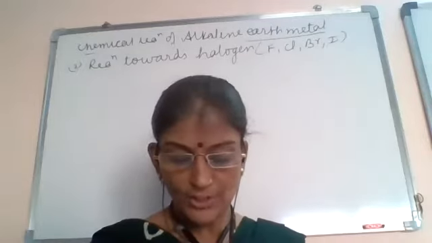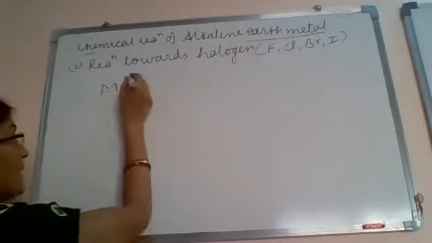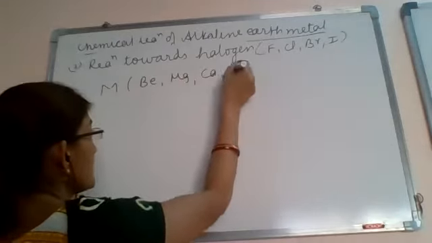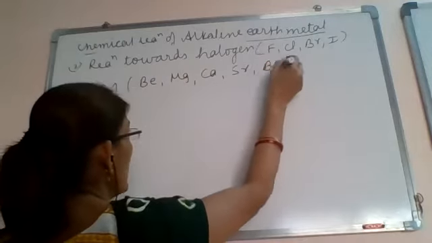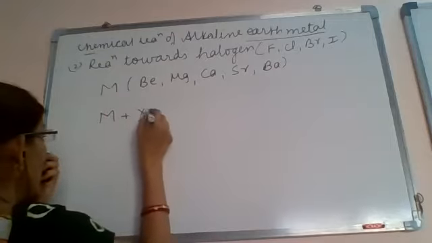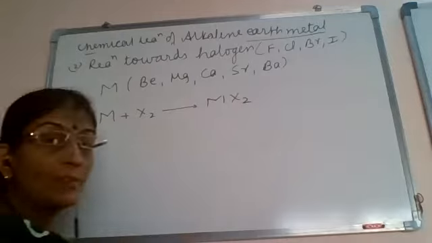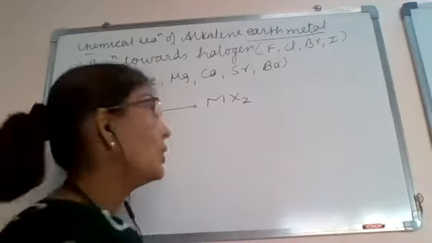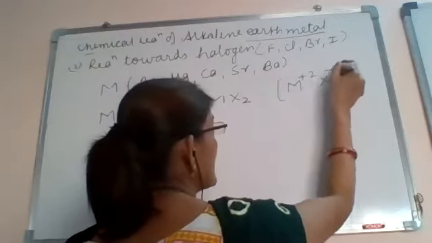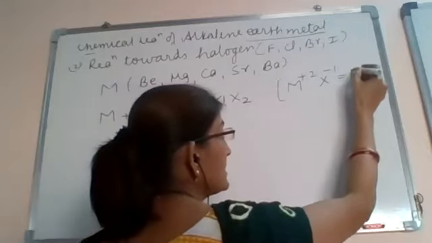How do they react with halogen and form halides? Metals, which metals? Beryllium, magnesium, calcium, strontium and barium. Group 2 elements के जो metal हैं उनकी बात कर रहे हैं. When combined with halogen, they form halide MX2. Now again, why is the formula of halide MX2? Metal की valency +2 fix है, halogen का valency होता है -1. सारे halogen का valency -1. So what is the formula, students? MX2.